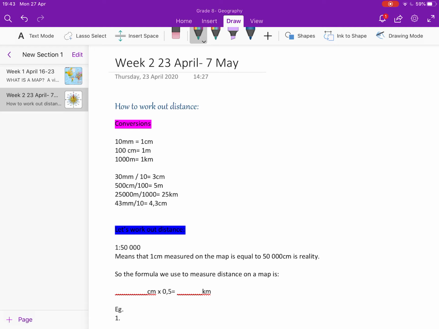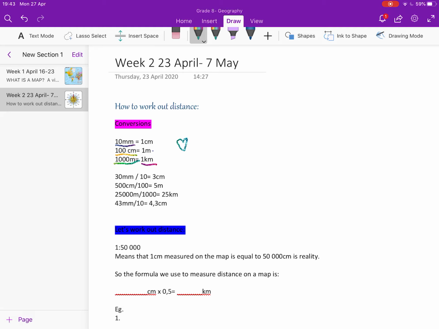So first of all, let's have a look here at conversions. If you have a look at your ruler, you will see that you have 10 millimeters in 1 centimeter. We know off by heart that there's 100 centimeters in 1 meter and 1,000 meters in 1 kilometer. These are things that you should know off by heart, guys.